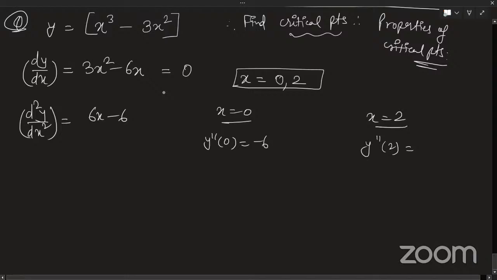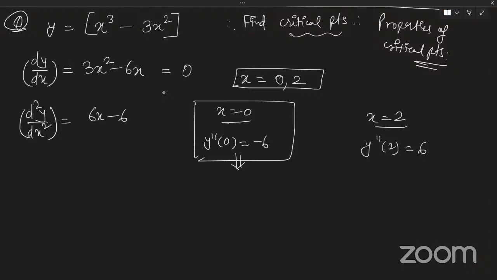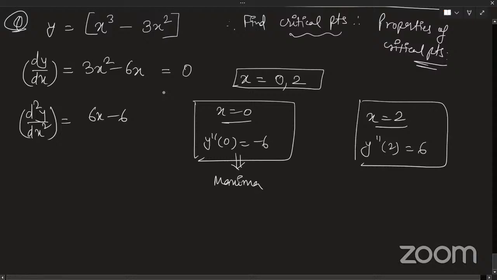What if I put 2? 6. Correct. So x is equal to 0 turns out to be, y double dash 0 is coming negative. So what does it mean if it turns out negative? Maximum. Correct. Maximum. And what about this? Minimum. Minima. Right? Okay.